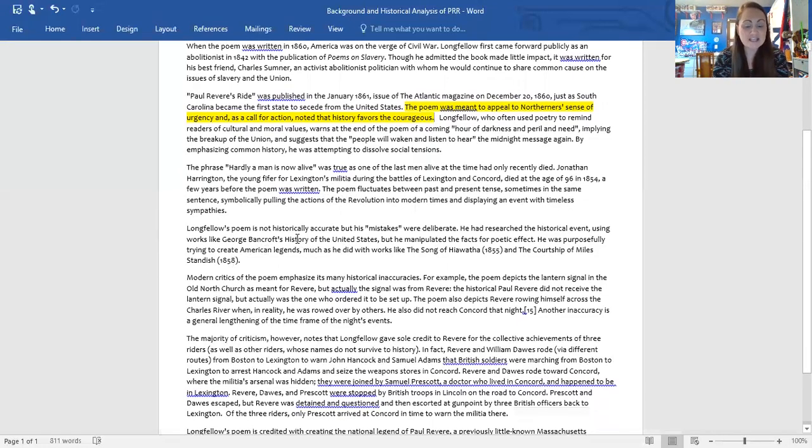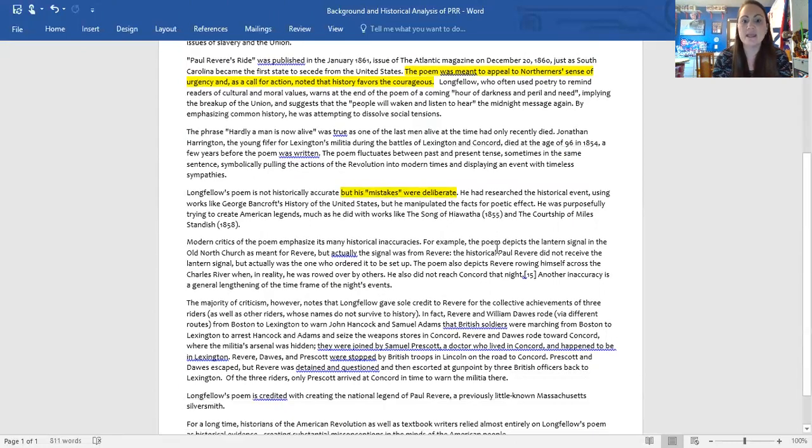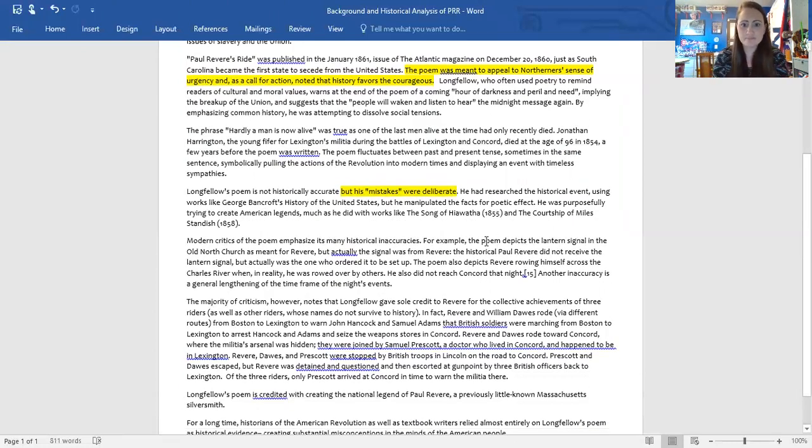Longfellow's poem is not historically accurate, but his mistakes were deliberate. So here I'm going to describe how the mistakes that he made, he did for a purpose. He had researched the historical event using works like George Bancroft's History of the United States, but he manipulated the facts for poetic effect. He was purposefully trying to create an American legend. So he made changes to purposefully create an American legend, as much as he did with works like the Song of Hiawatha and the Courtship of Miles Standish.